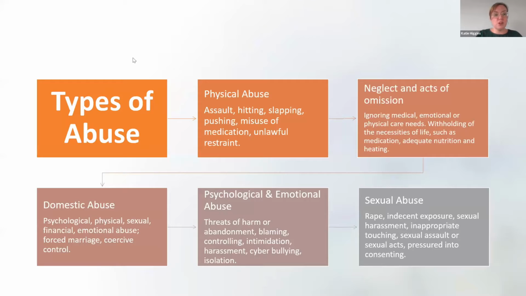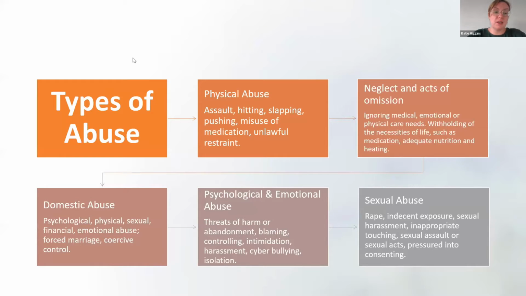So briefly, just to go through the types of abuse, there are 10 different types of abuse, and I'll just go through these quite quickly because I'm sure you're all aware of them. So we've got things like physical abuse, which includes assault, hitting, slapping, pushing, misuse of medications, unlawful restraint, neglect and acts of omission. So this may be ignoring medical, emotional and physical care needs, withholding the necessities of life, such as medication, adequate nutrition and heating.